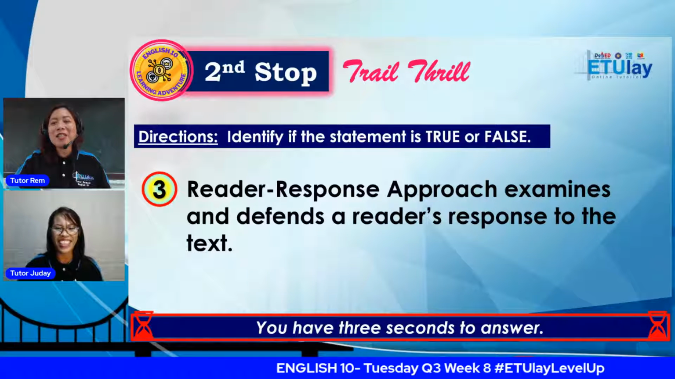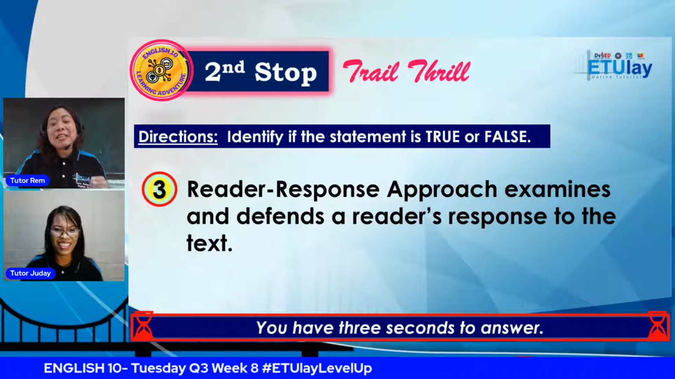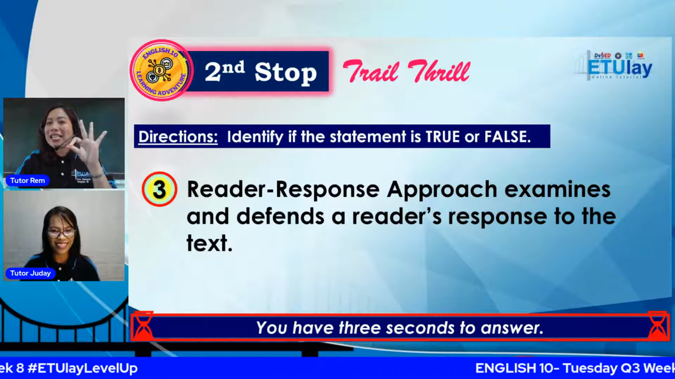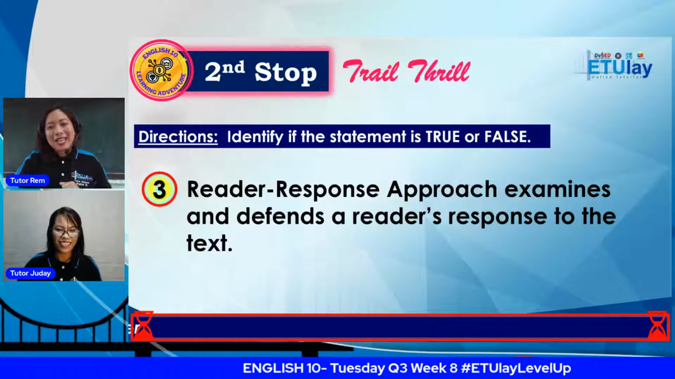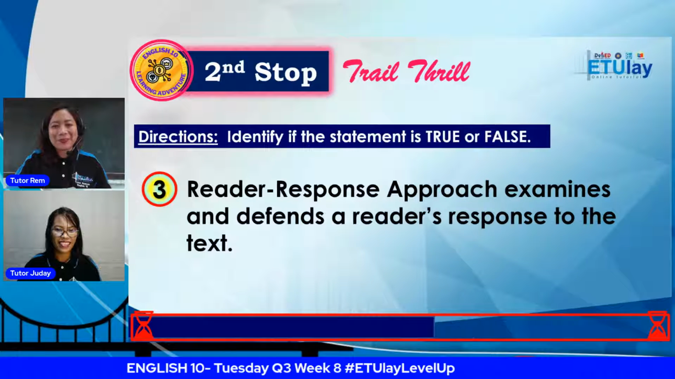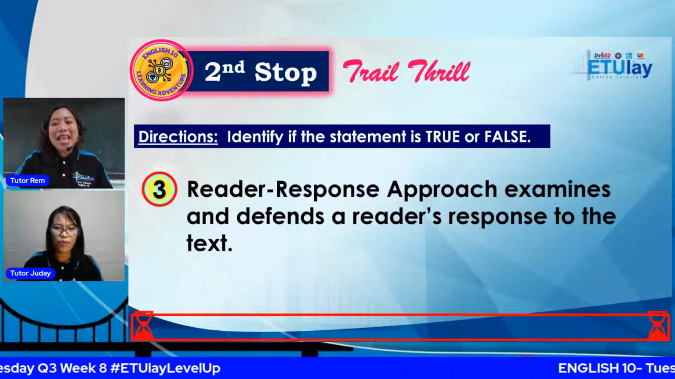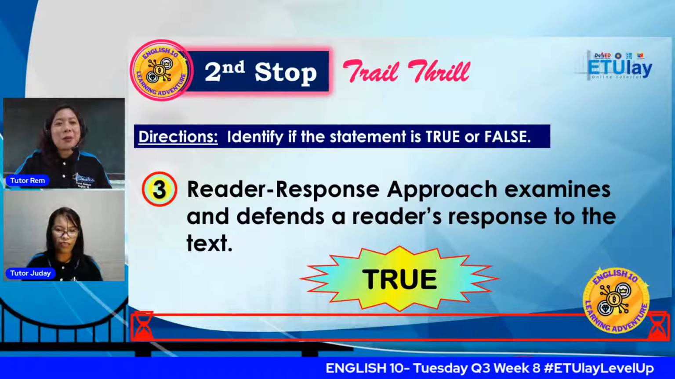Let's go to number three. Number three, reader response approach examines and defends a reader's response to the text. Within 3 seconds, type the item number together with the word either true or false. Timer starts now. You can do it, dear wanderers. Is it true or false? The correct answer is true, and you've got 1 token.